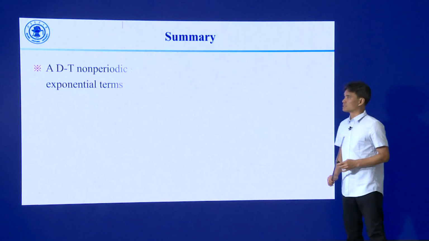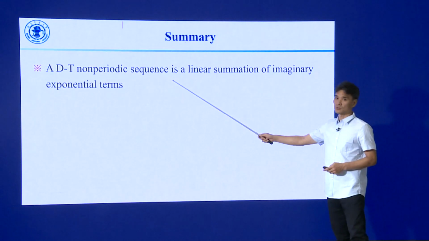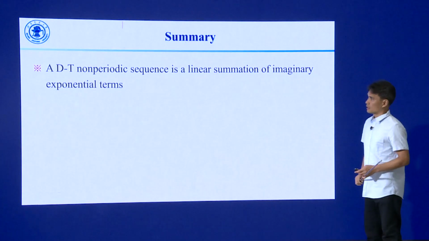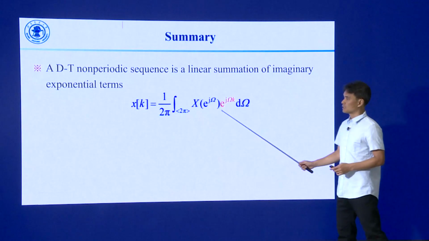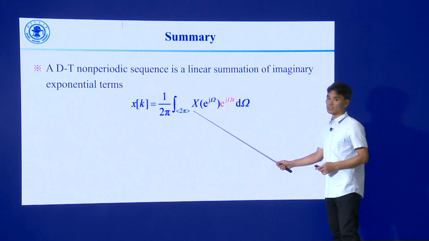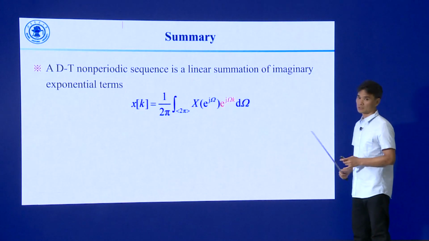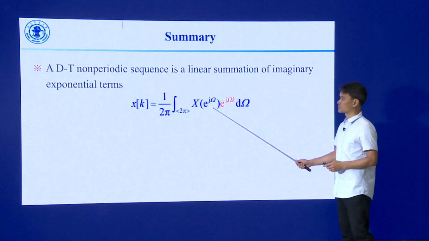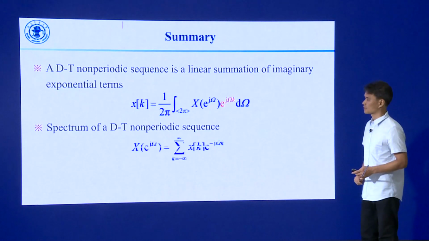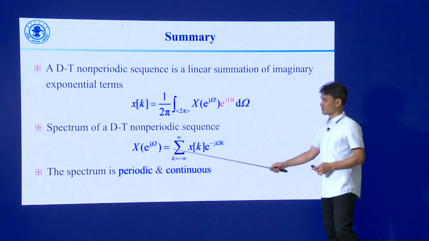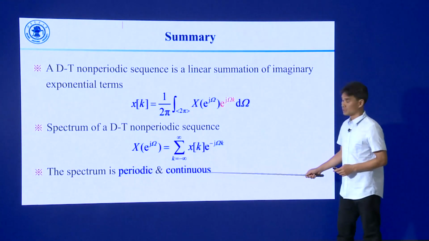Let's summarize the discrete time Fourier transform for a non-periodic sequence. A discrete time non-periodic sequence can always be decomposed into a linear combination of imaginary exponential signals. And the coefficients are defined as the discrete time Fourier transform. And that spectrum is periodic and continuous.